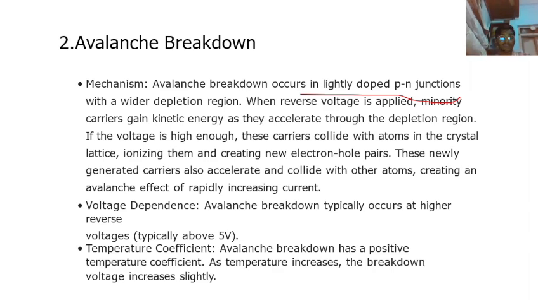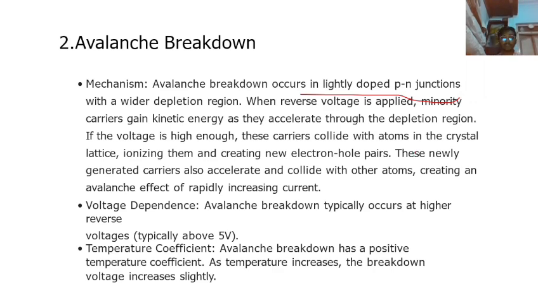When reverse voltage is applied, minority carriers gain kinetic energy and accelerate toward the depletion layer. If the voltage is high enough, these carriers collide with atoms in the crystal lattice. When voltage is high in avalanche breakdown, the atoms in the crystal lattice collide and create new electron-hole pairs. These newly generated carriers also accelerate and collide with other atoms, creating an avalanche effect that rapidly increases the current.